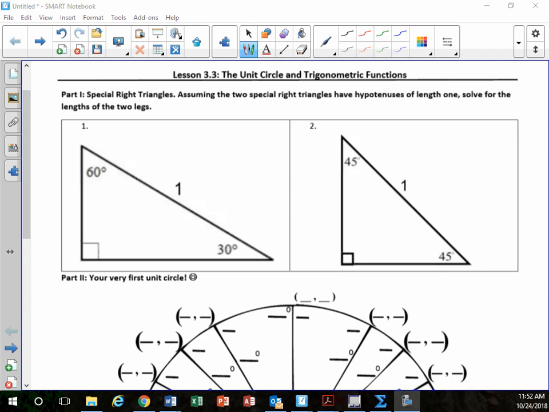Oh, do you have your packet at home? Do you want another one, or do you want to do it on paper? It's fine. I can just do it on paper. For sure. I'll just copy it down. Okay.